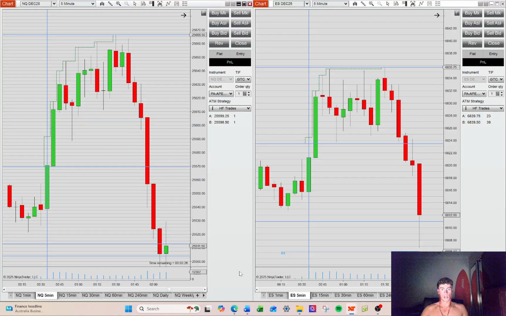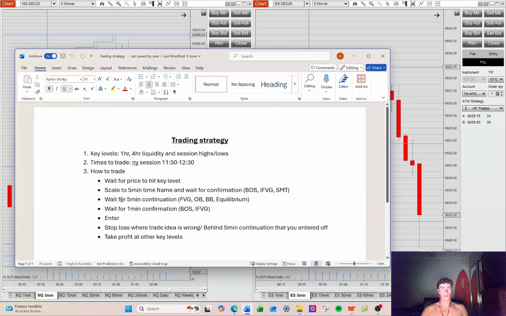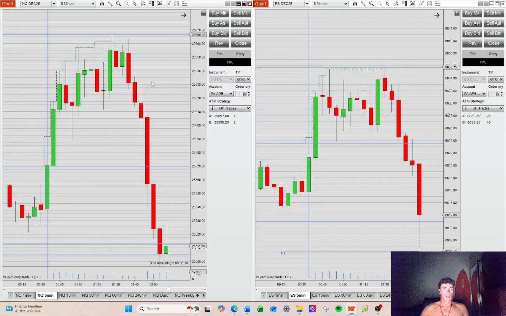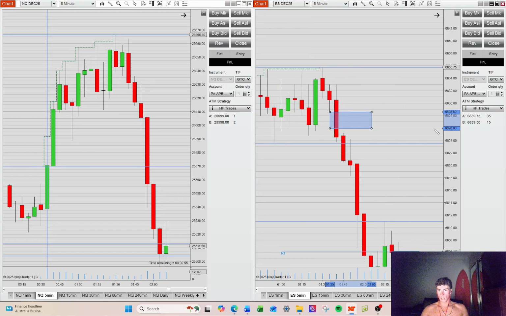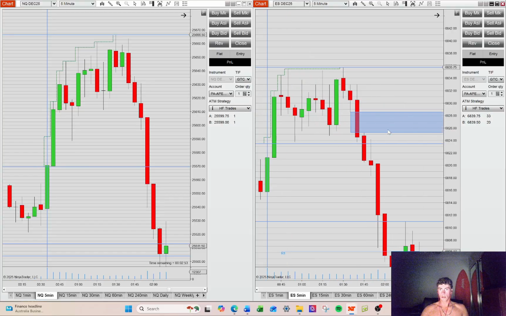So at this point we can scale down to the 5 minute and wait for a continuation confluence, which is either a fair value gap, order block, breaker block, or equilibrium. The main two I look for are a fair value gap and equilibrium. As you can see here on Nasdaq, there were no fair value gaps formed at all. However, over on ES, we had a nice fair value gap form from here to here, right there.